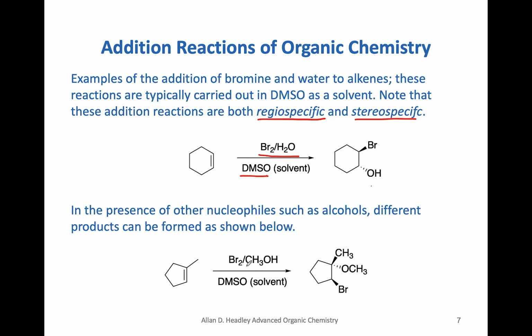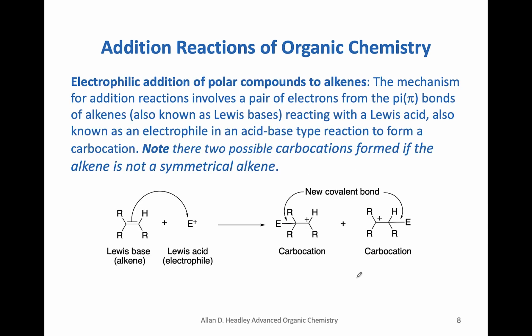Here's another example. This time the nucleophile is the alcohol. So hope you can see here that this alcohol will act just as water did in the previous slide. And again, it's a regiospecific reaction where this will add to this carbon, more tertiary-like, and the bromine will add to the other carbon, and again trans stereochemistry here. So you should be able to predict the stereochemistry of these reactions.